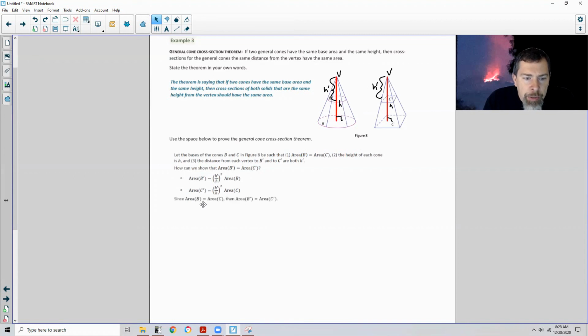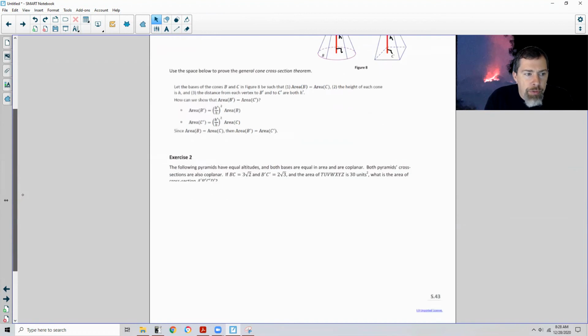Okay, since the area B equals the area of C, then area B prime has to be equal to area C prime because H prime over H squared is equal. So if I could cancel this with this, and if I know that area B is already equal to area C from up here, a given, then obviously if they're equal, they have to be equal to their primes. Okay. Exercise 2.